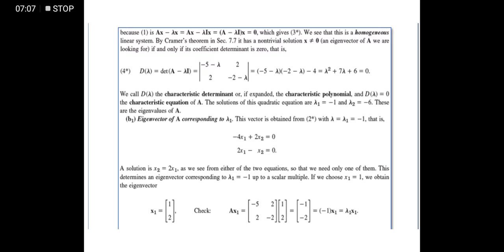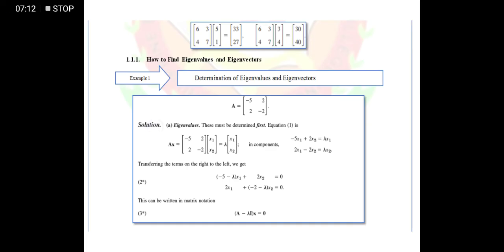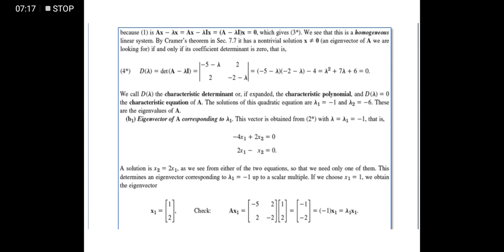Now, we see that this is a homogeneous linear system. Okay? So, yes, homogeneous kasi to siya kasi pare-parehas sila ng degrees. Okay? So, yun. So, by Cramer's theorem, section 7.7, tingnan na lang kung may mga PDF kayo na ginagamit ko, pakitingnan na lang, or just based on your knowledge about Cramer's rule, okay, it has a non-trivial solution in which x is not equal to 0 if and only if, okay, the coefficient determinant is 0.